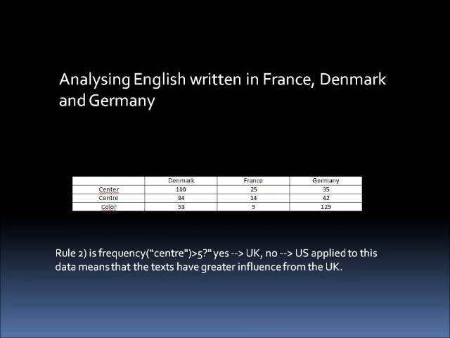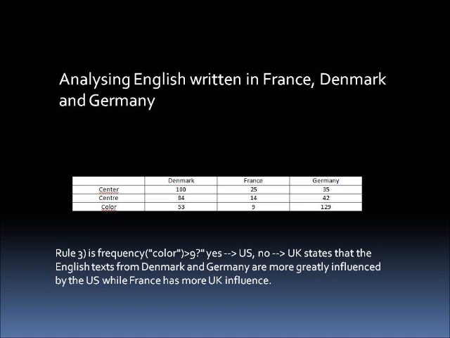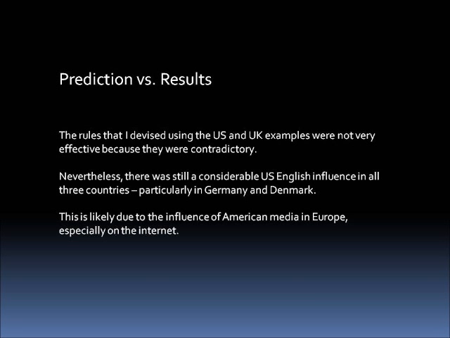However, if we apply rule 2, there were enough tokens of centre spelt C-E-N-T-R-E, i.e. the UK style, to assume that the linguistic influence of the UK was greater than that of the US. Differently, if we apply rule 3, the influence of the UK in Denmark and Germany was not as good as the Americans, but there weren't enough tokens in France to assume that the US had more influence.